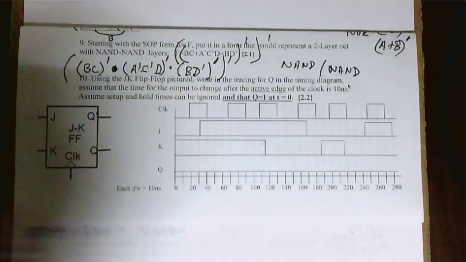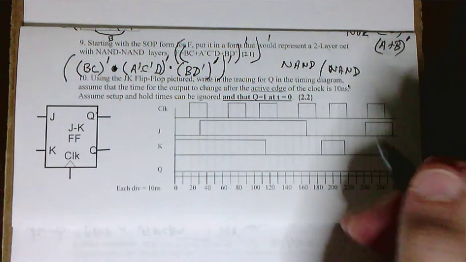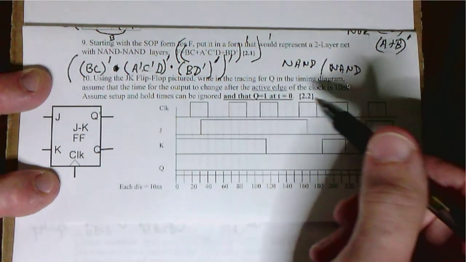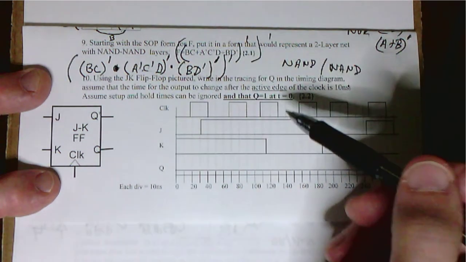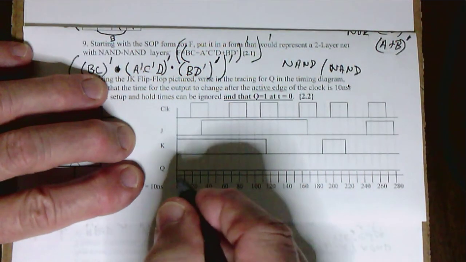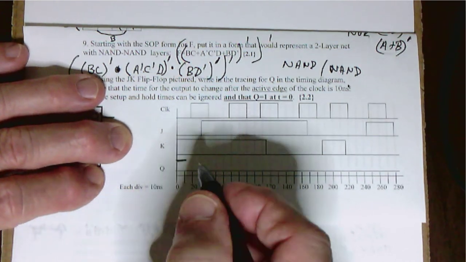All right. Using the JK flip-flop pictured, write in the tracing for Q in the timing diagram. Assume the time for the output to change after the active edge of the clock is 10 nanoseconds. Assume setup and hold times can be ignored and that Q equals 1 at T equals 0. Okay, so Q starts at 1 at T equals 0. So we'll mark Q at 1 here.